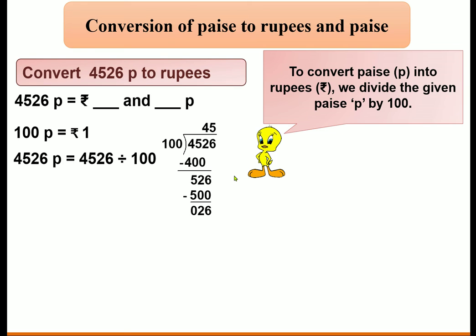Again, 100 fives are 500. Subtracting 500 from 526: 6 minus 0 is 6, 2 minus 0 is 2, 5 minus 5 is 0. So we have two answers here. Here is 45, our quotient, that is rupees. 45 rupees. And 26 is the remainder. The remainder will be paise. We have to write 45 rupees, 26 paise.